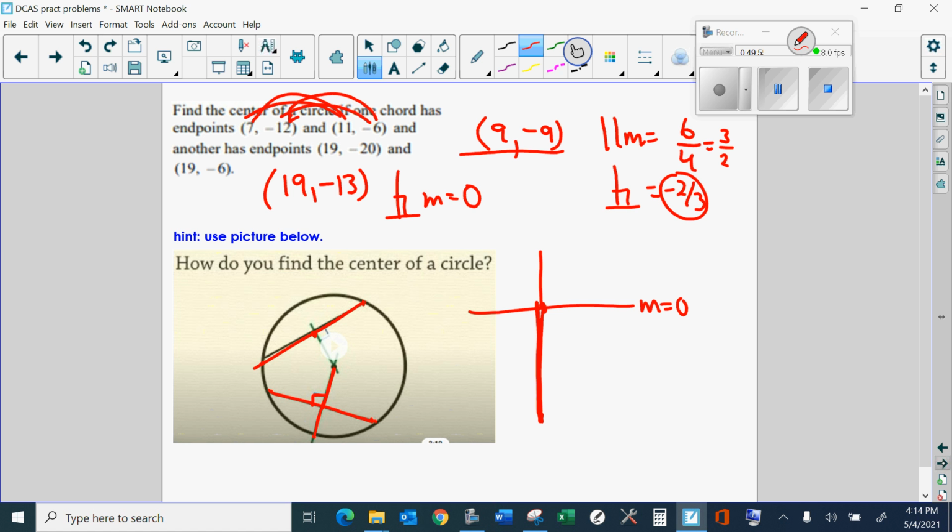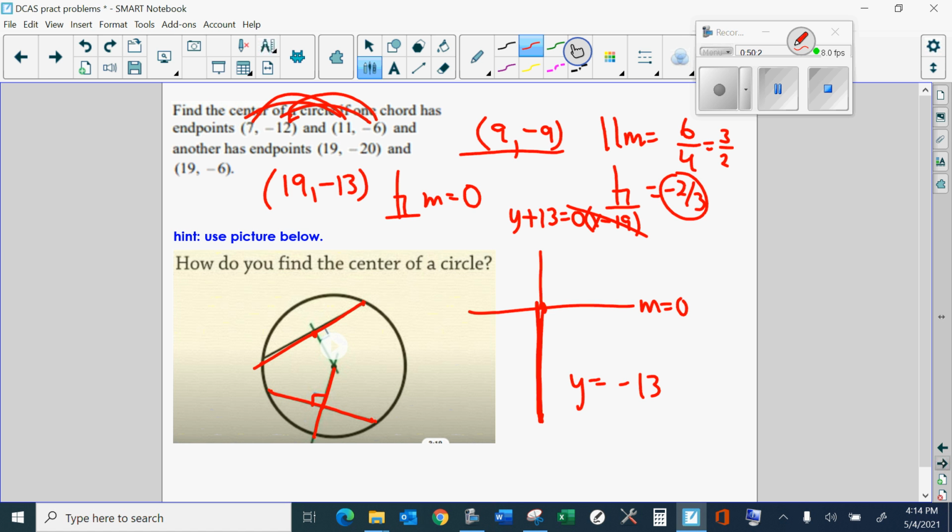Okay? So that means it's a horizontal line because I'm going to do y minus negative 13, which is y plus 13, equals m, 0, times (x minus 19). Well, that wipes this whole side out. So y equals negative 13. Okay, that has to be set. So the center has to be at y equals negative 13.